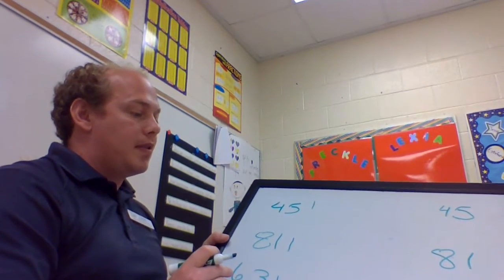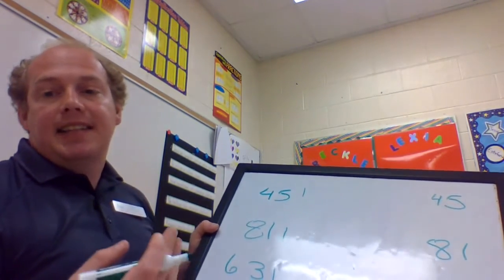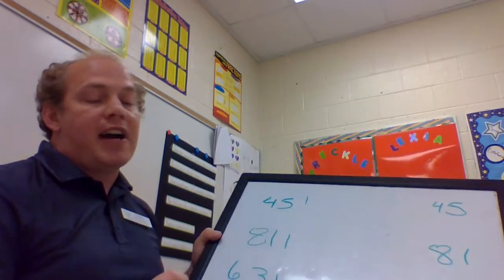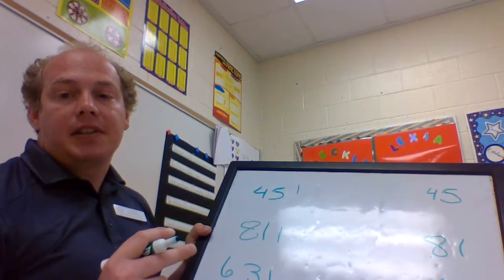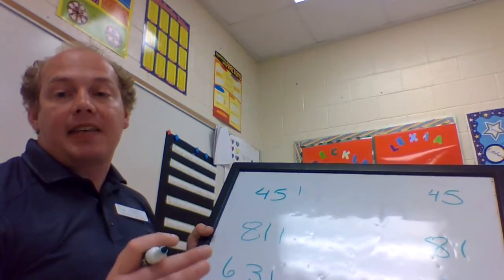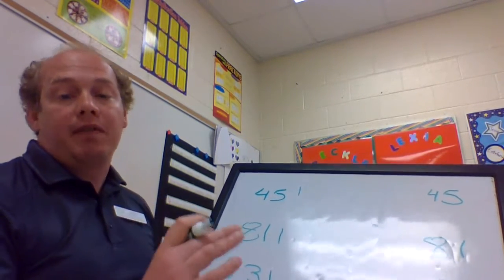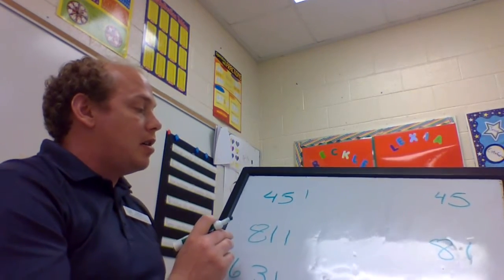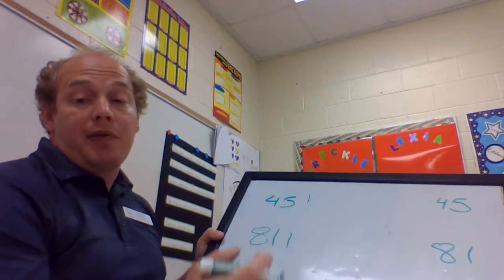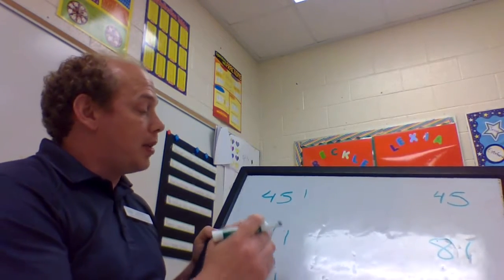Now, as you can see, I said 1 times 45 is 45. So the definition of a factor are two numbers that multiply together to give you the number you're looking for. So if 1 times 45 is 45, 2 doesn't work because 45 is not even. 3 doesn't work.